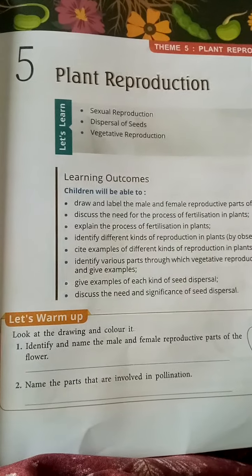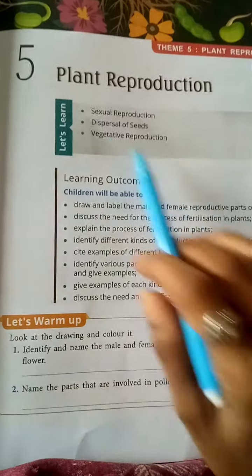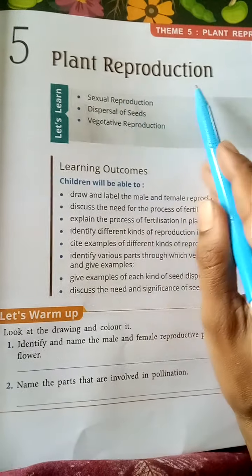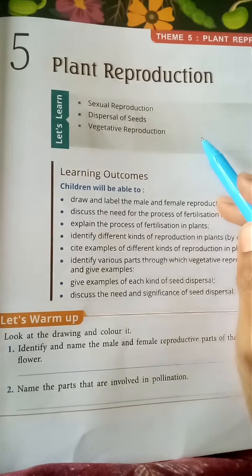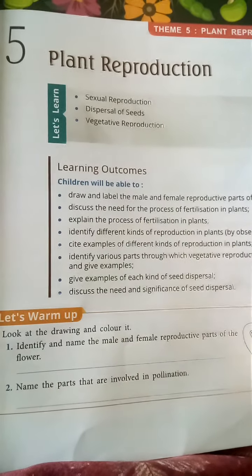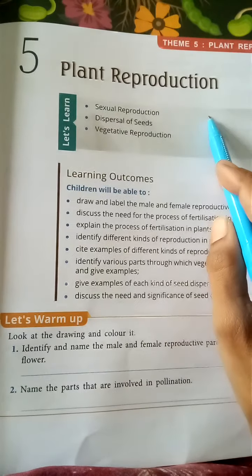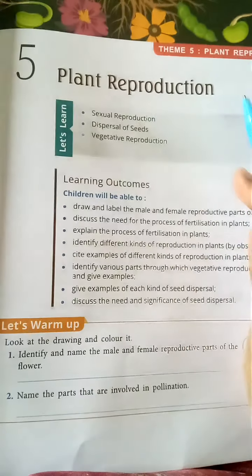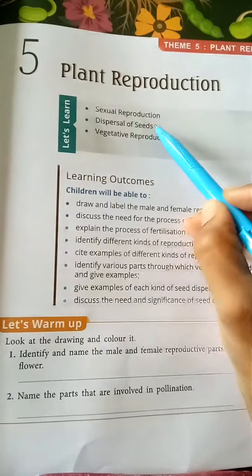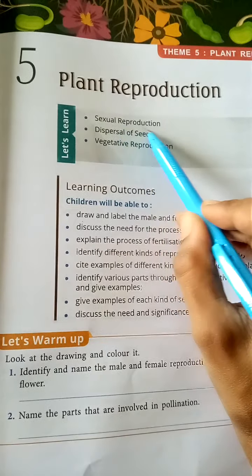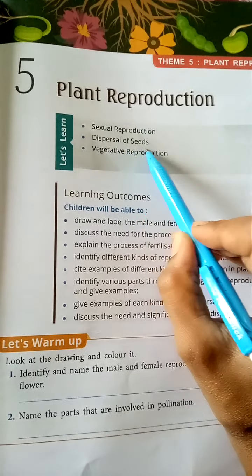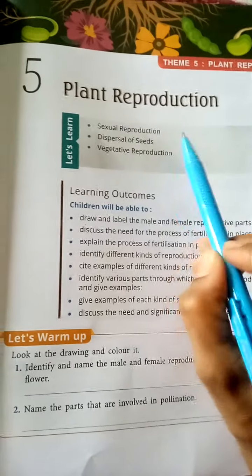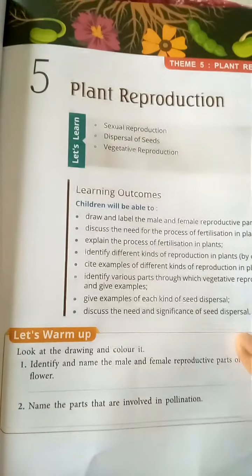Good evening, students. Today we start the fifth lesson of the science subject, plant reproduction. In the last lesson, we studied pollination. In this lesson, we will discuss how plants reproduce. We will study sexual reproduction, dispersal of seeds, and vegetative reproduction. So now we will discuss it.